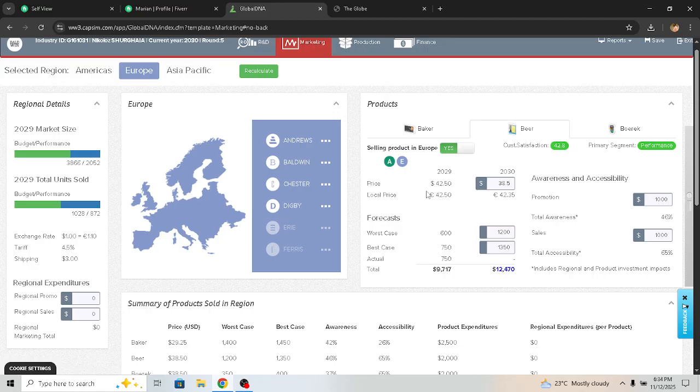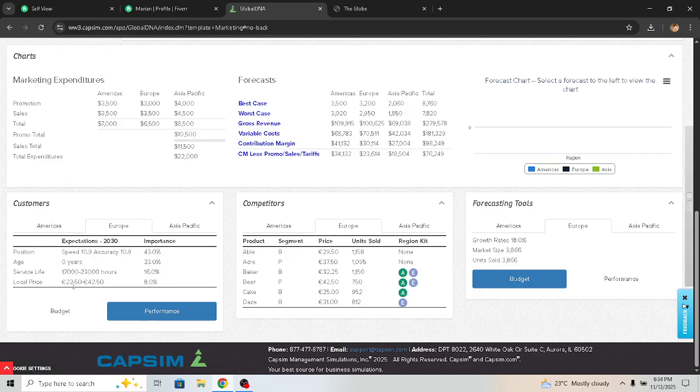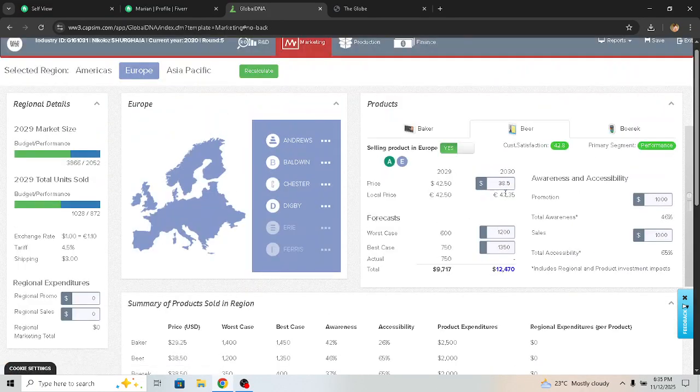Looking at beer, we sold in our previous round at 42.50, and currently we look at the customer buying criteria. It's in our performance. In performance, they need a product that's between 22.50 to 42.50 euros. Because they need it at 42.50 and they don't really care about price, we are going to give it the highest price. We'll give it 42.35, which is equivalent to $38.5. I said we need to take note of the currency so that we don't mess up.